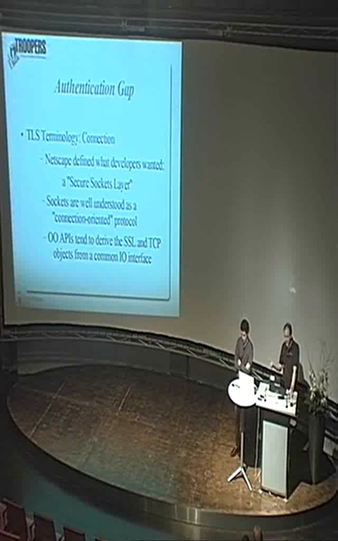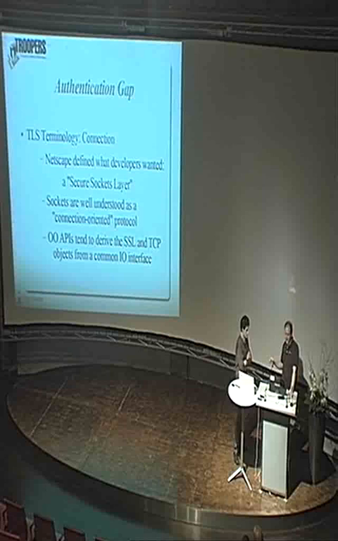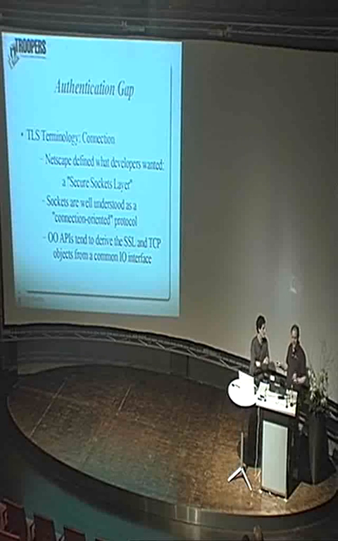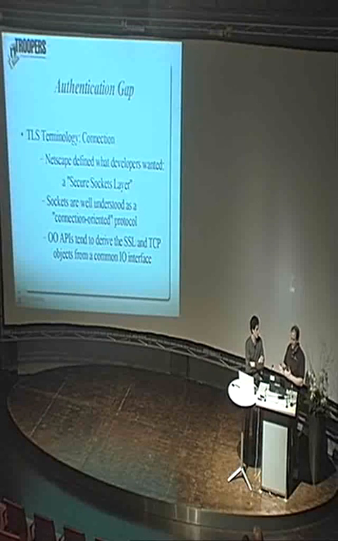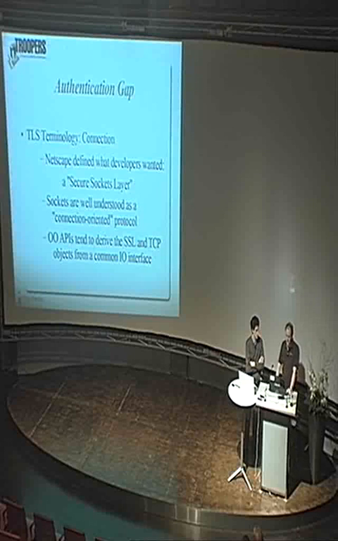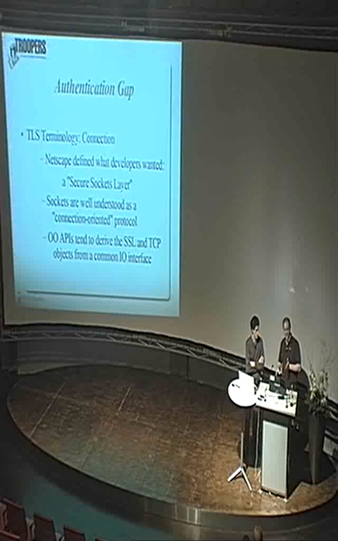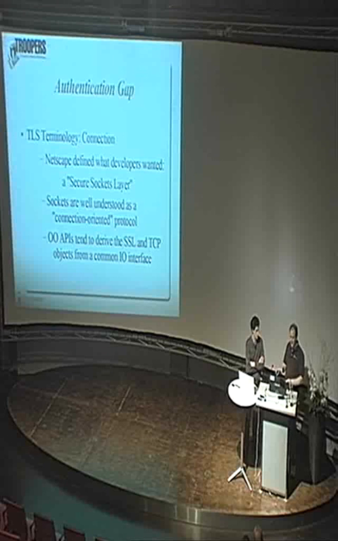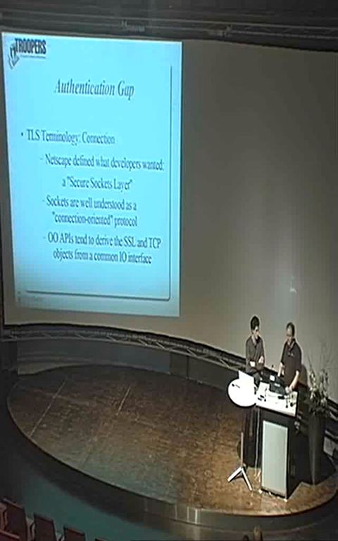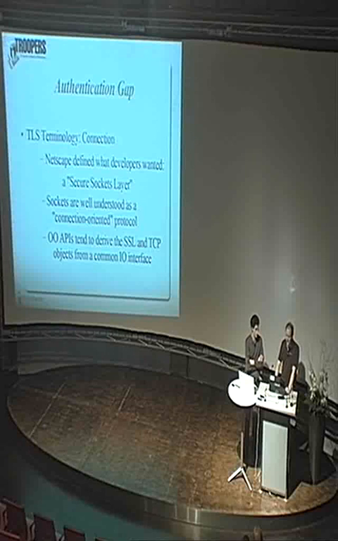Another term that people use is connection. Netscape defined the secure sockets layer, and everybody understands sockets as a connection-oriented protocol where the connection has a client and a server and a beginning and an end, and it's an ordered, reliable stream of data. An object-oriented API like Java will have some stream interface that allows you to read and write data, and it will probably use that same interface for a plain TCP socket as well as an SSL socket. Now, that's a good abstraction, but it doesn't handle renegotiation.